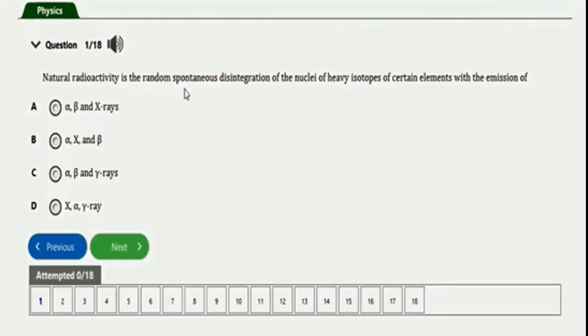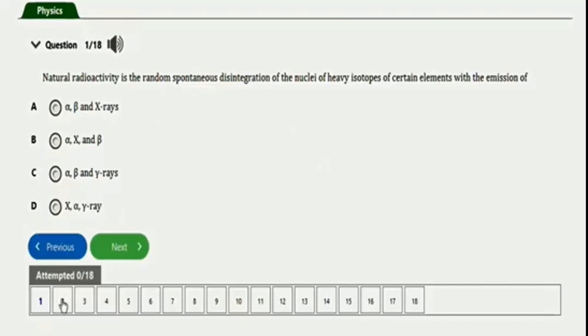of heavy isotopes of certain elements with emission of we have alpha, beta, and X rays, no. Alpha, X, and beta rays, no. We have alpha, beta, and gamma rays, no. Yes, that's correct. Basically, this Y stands for gamma rays. Option D says X, alpha, and gamma rays. No, so the right option is option C, which is alpha, beta, and gamma rays. Alright, take note of this question.